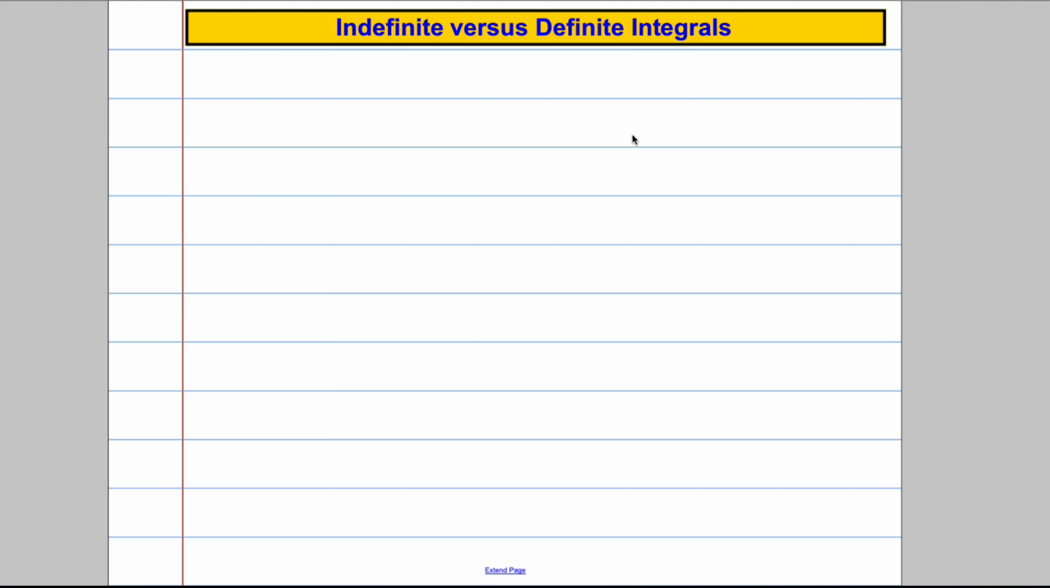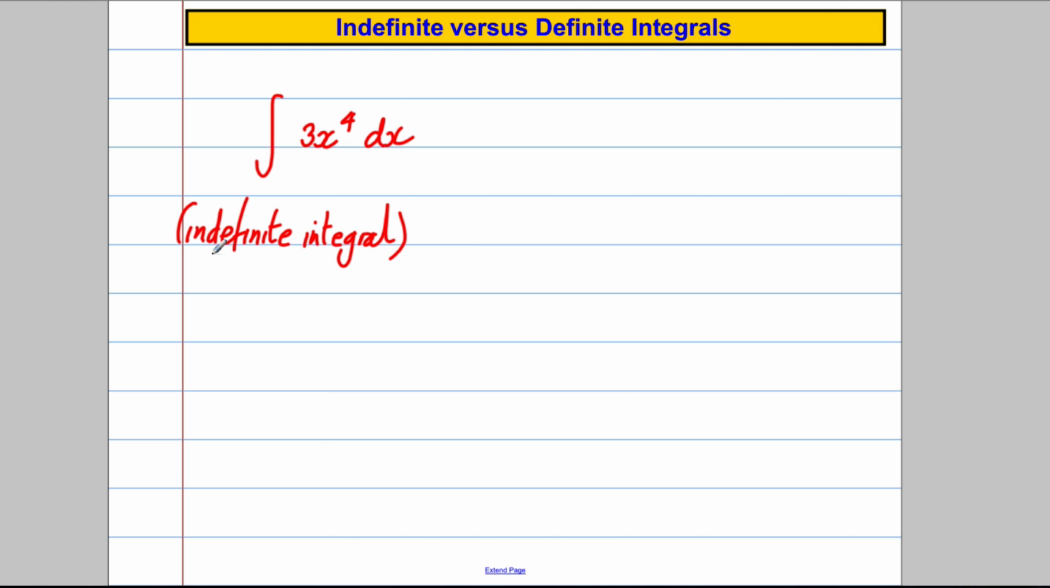The thing I would like to talk about before I do some examples is indefinite versus definite integrals, and that's the first new thing you will see in Core 2. Now, imagine I asked you to integrate, let's just say, 3x to the power of 4 with respect to x. This here is called an indefinite integral.